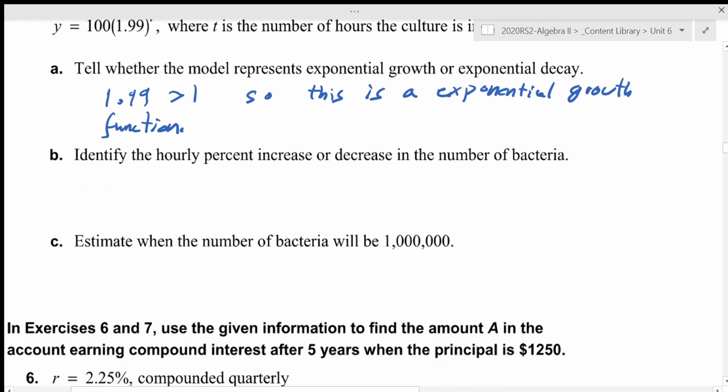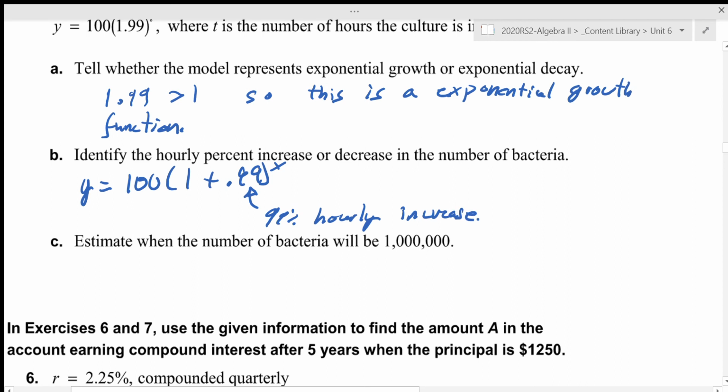Okay, identify the percent increase or decrease in the number of bacteria. Well, we could rewrite this as 100 times (1 plus 0.99) to the x power. The reason we rewrite it like that is because it is easy to identify then that the 0.99 is the percent increase. This is a 99% hourly increase in bacteria.